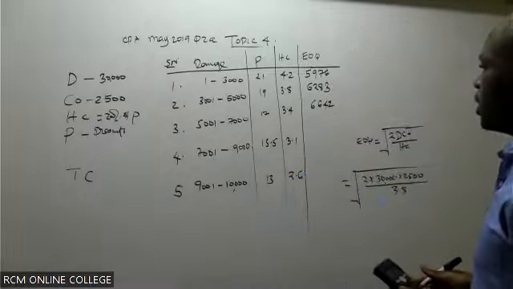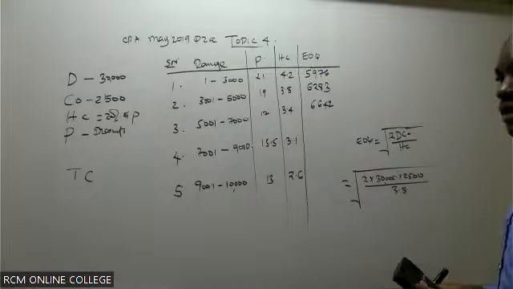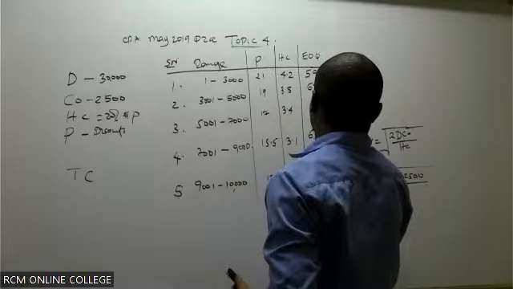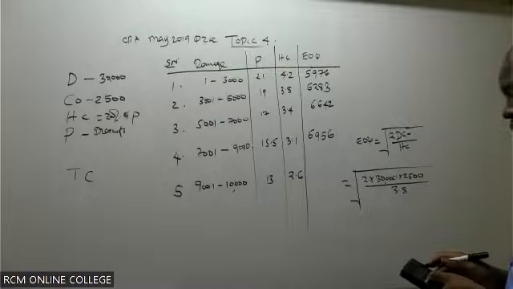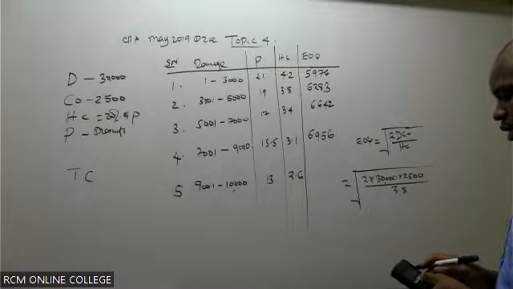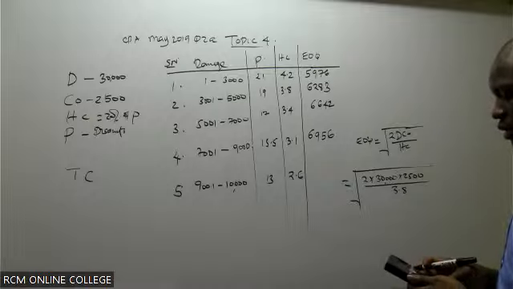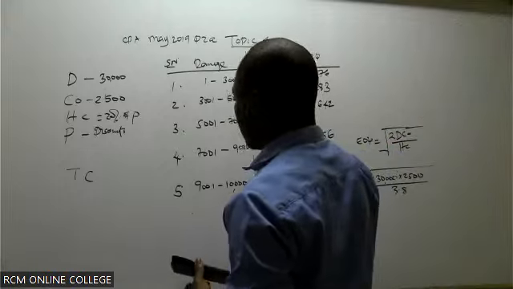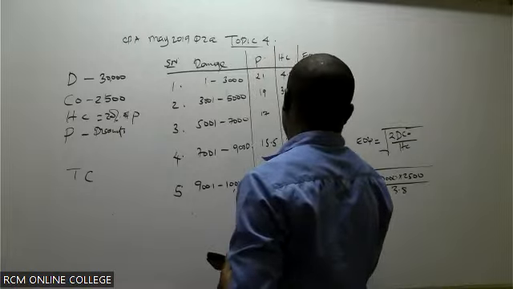Then the fourth one, tunapata ngapi? 3.1. 6956. Is it? Then the fifth one, or the last one, tunapata ngapi? 75.95. Ama 96. Umeround off sana. 75.96.